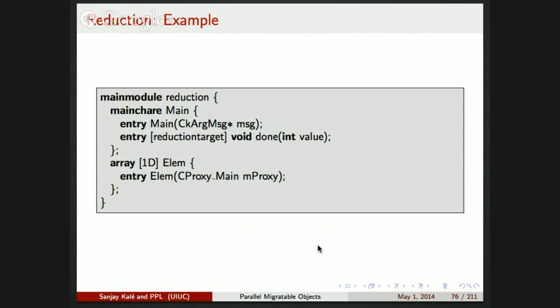So here would be a CI file if we're going to have some sort of reduction going on. In this case, we have some array of elements that are going to do something. At construction time, they get a proxy back to the main proxy, so they all know how to communicate with it. In addition to its constructor, where we enter the execution program, main also has this special reduction target method that will be the target of this reduction. Every element in the array is going to contribute to the reduction, and once we have the final result, it will show up here in this done entry method, which is the target of the reduction. We'll see how that looks in the C file next.